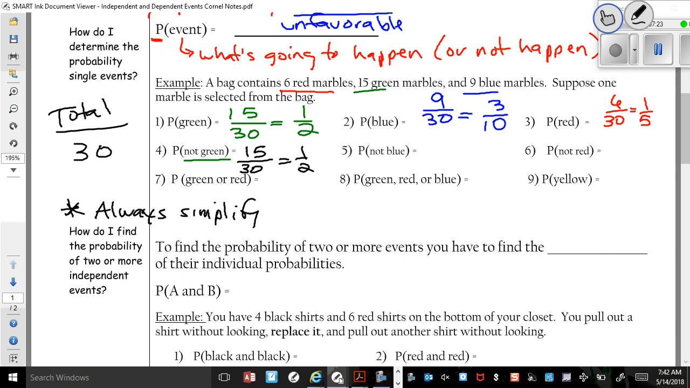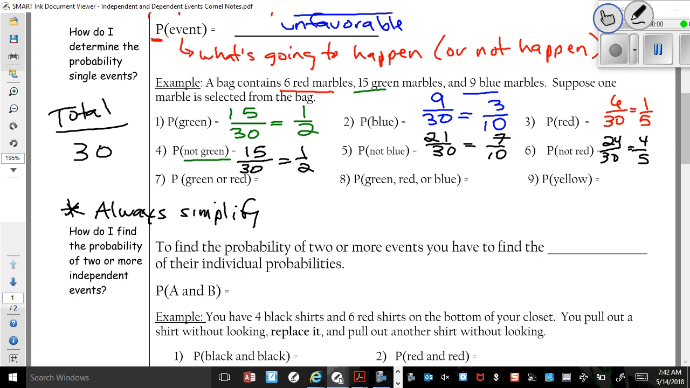How about not blue? 7 out of 10, right? So you got what? We got 21 out of 30, right? Because we got red in there. 21. So it would be 7/10. And then not red, 4/5, which would be what? 24 over 30?